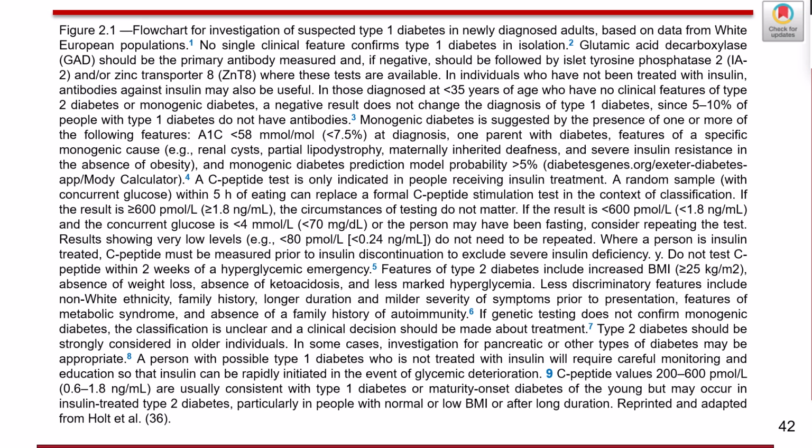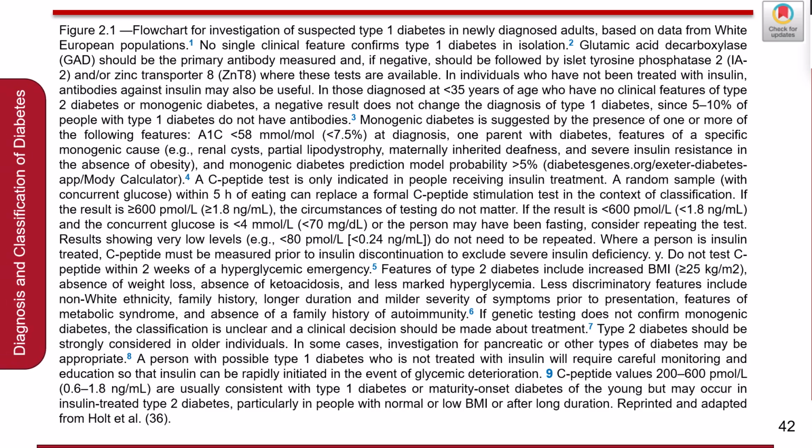Figure 2.1. Flowchart for investigation of suspected type 1 diabetes in newly diagnosed adults, based on data from white European populations. No single clinical feature confirms type 1 diabetes in isolation. Glutamic acid decarboxylase should be the primary antibody measured and, if negative, should be followed by islet tyrosine phosphatase 2 and/or zinc transporter 8 where these tests are available. In individuals who have not been treated with insulin, antibodies against insulin may also be useful. In those diagnosed at less than 35 years of age who have no clinical features of type 2 diabetes or monogenic diabetes, a negative result does not change the diagnosis of type 1 diabetes, since 5 to 10% of people with type 1 diabetes do not have antibodies.